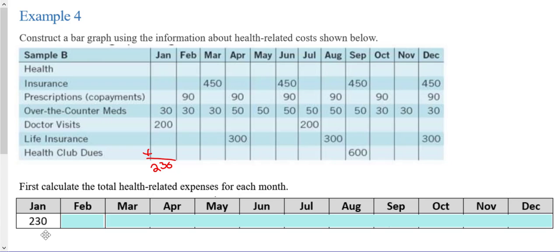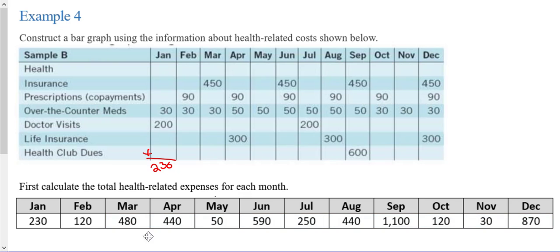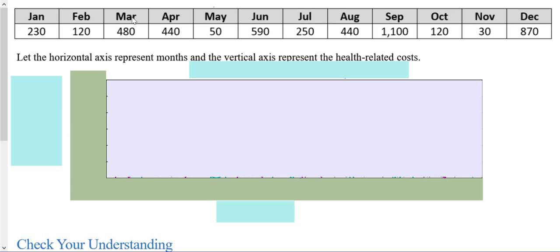If you look at the table below, I have given a spot where you can put your totals. So in January we spent $230. In February you would add the 90 plus 30, which means we would have spent $120. And the rest of the data I've already calculated for you and added up. So we want to take the data, which I've copied over onto the top of this page, and create a bar graph.